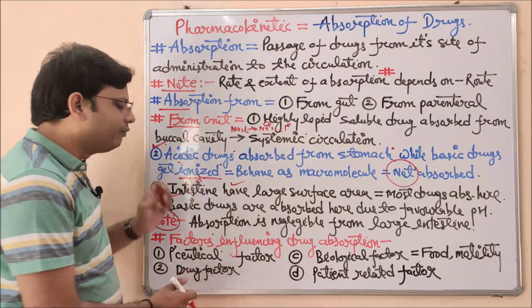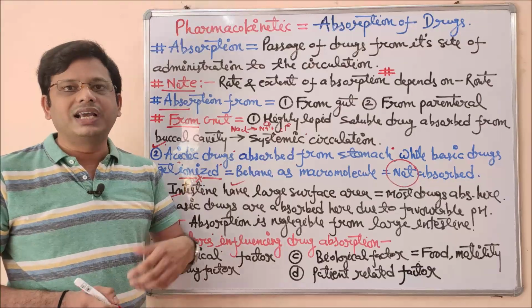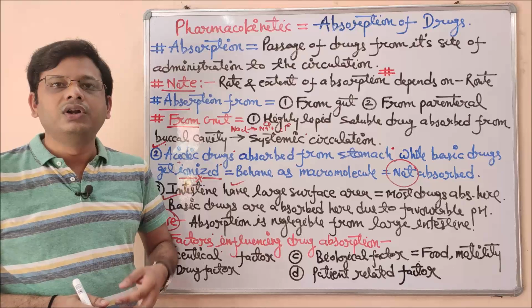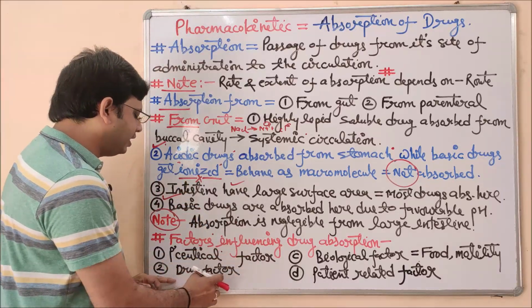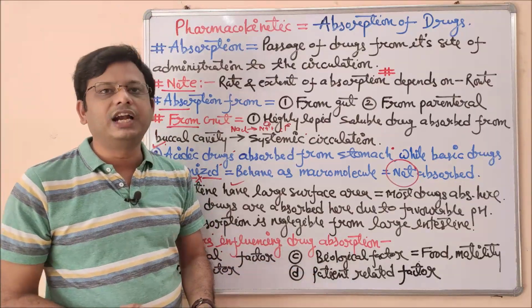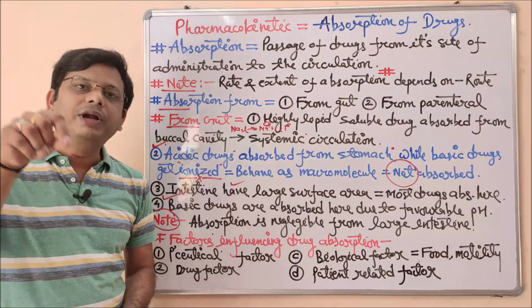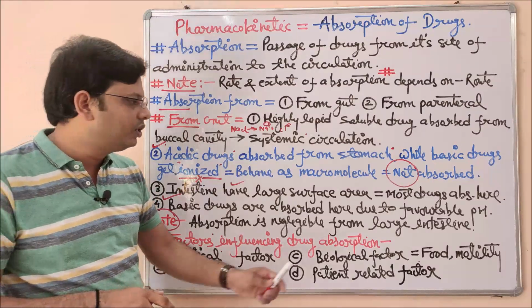Second one is drug factor, that means pharmacodynamic factor. What is the basic profile of the drug? Is it lipid soluble, is it water soluble, or does it have some other property? That can be considered under the drug related factor. Next parameter is biological factor, that means a biological factor of that particular patient who is taking this kind of medicine to achieve any kind of pharmacological effect.